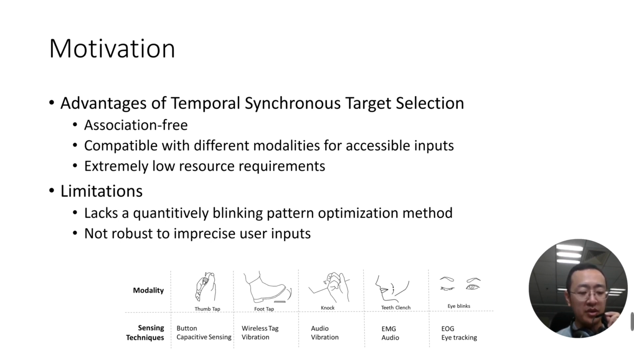But there are still two limitations for existing temporal target selection techniques. The first one is that they lack a quantitative blinking pattern optimization method. And second, existing synchronized selection techniques do not consider input errors that users make during the synchronization.